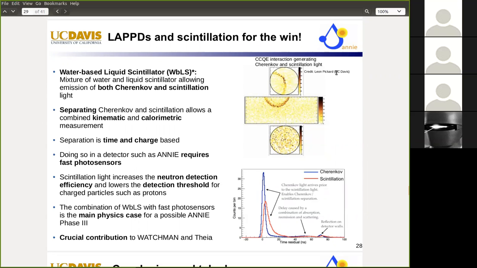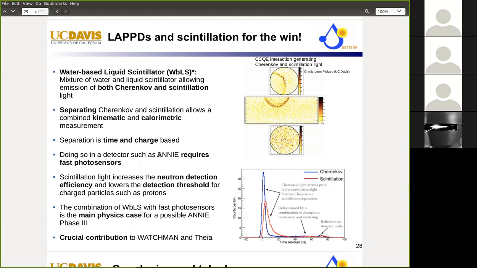As you can see here, this is a simulation in a much bigger detector of a CC event in water-based liquid scintillator. You can see the Cherenkov ring clearly here, as well as the entire detector being lit up by scintillation light. But to do so, especially in a detector such as ANNIE, that's much smaller than any kind of detector like TIA or Watchman, you actually need fast photosensors. And that's perfect for ANNIE since ANNIE is already loaded with LAPPDs.